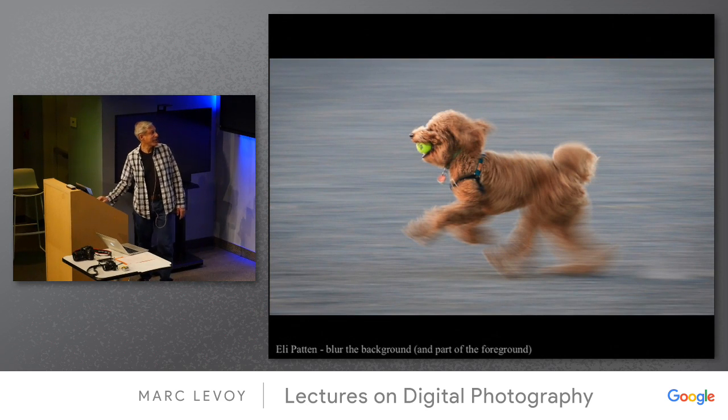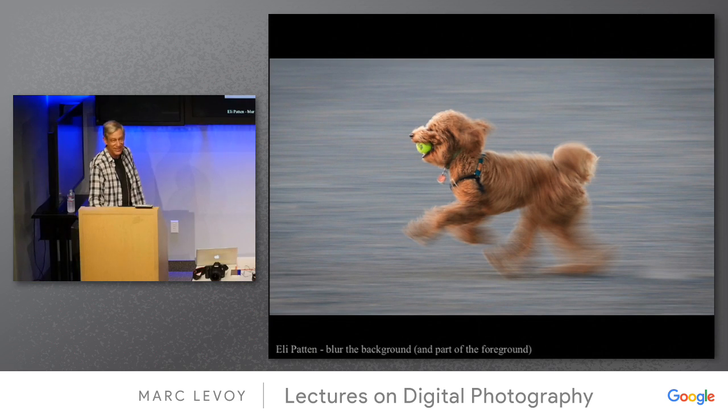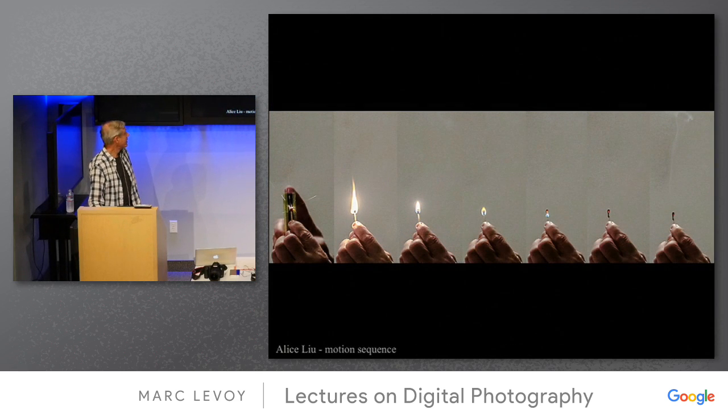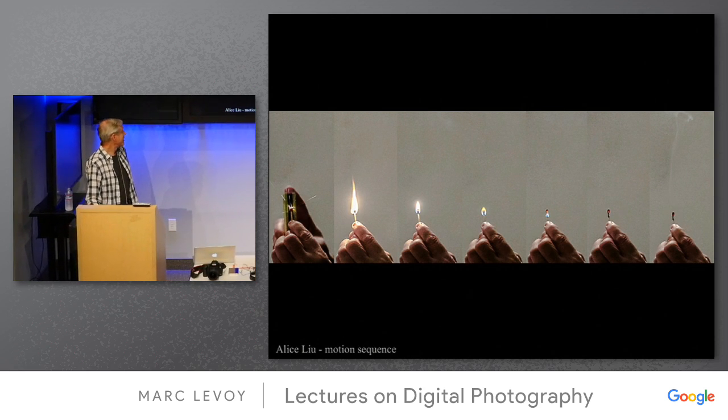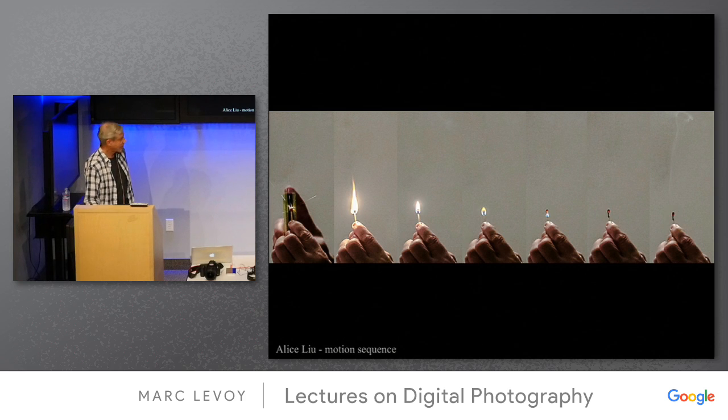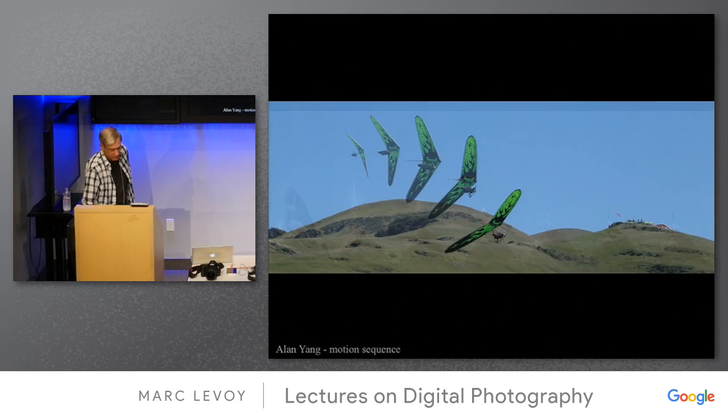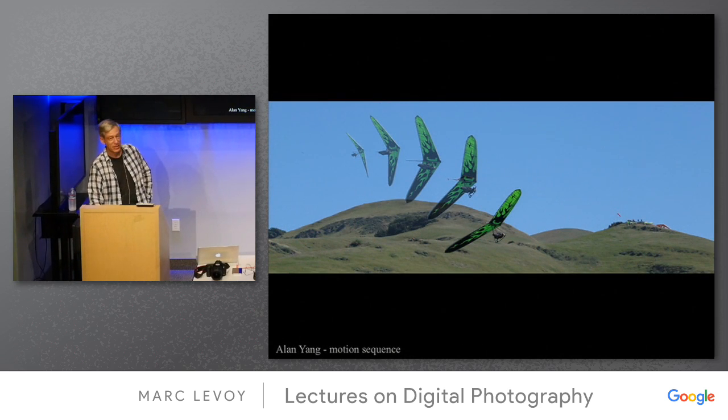Ellie Patton, blurring the background and part of the foreground. Not exactly one of the requirements, but it's a great picture. And then a number of motion sequences. So Alice Liu, it's a great sequence of lighting a match. Alan Yang, another motion sequence. So these are all superimposed on a single image.